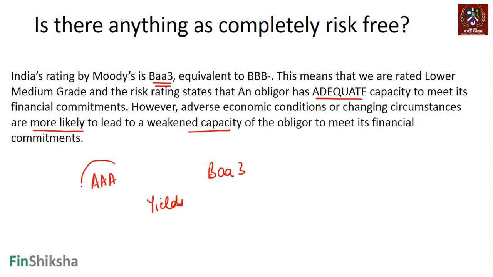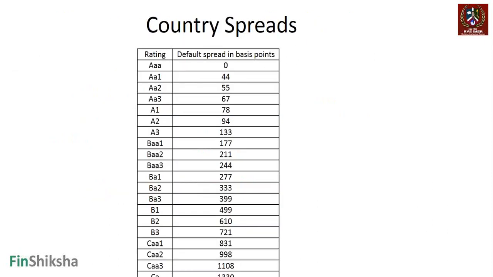So if a country like India and a country like the US are both issuing dollar bonds, there is going to be a difference in the yields, right? What is the difference in these yields? This data is actually put up by Professor Damodaran on his website every year, updated data. These are what are called default spreads in basis points, right?